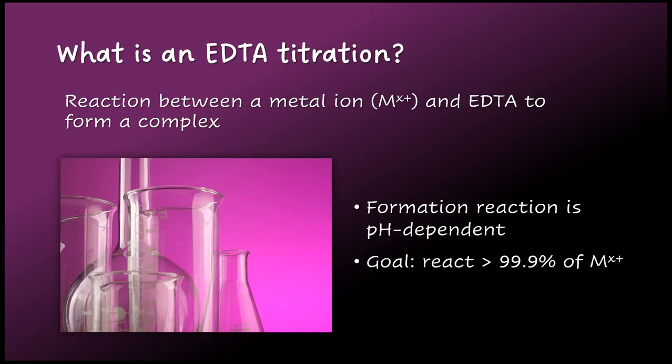The fractional amount of the EDTA species that primarily reacts with the metal depends on the pH. Therefore, the resulting metal ion concentration will be pH dependent. Our goal with an EDTA titration is typically to react more than 99.9% of the metal ion, which correlates to less than 0.1% remaining in solution.